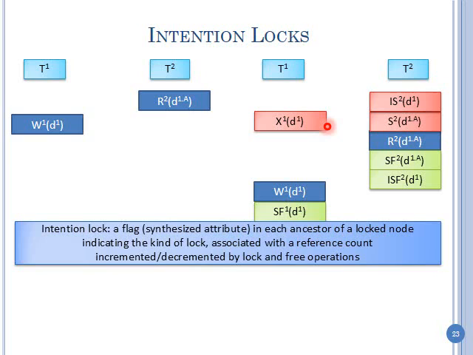So an intention lock is a flag in each ancestor of a lock node indicating the kind of lock. So it's kept at not only my parent, but my grandparent, and so forth, all the way up.